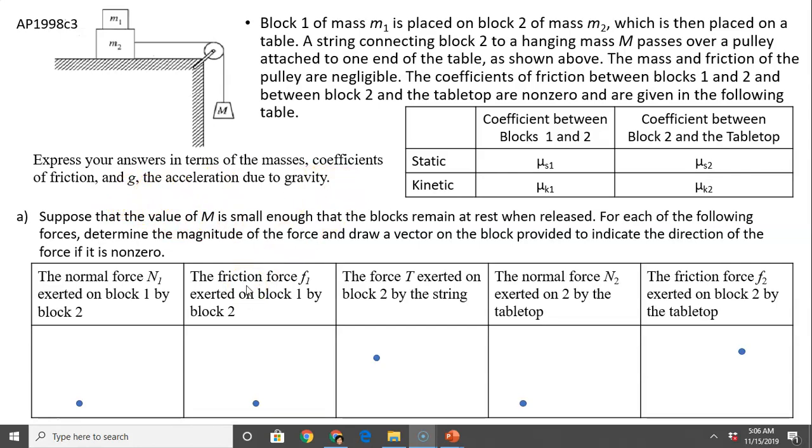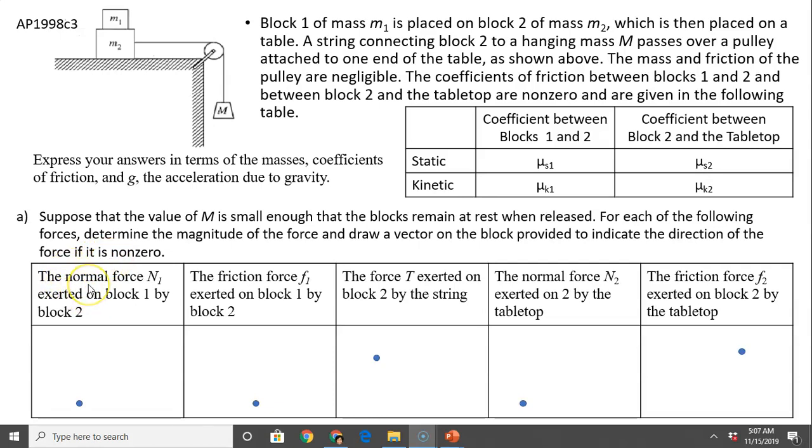A. Suppose that the value of M is small enough that the blocks remain at rest when released. At rest means the sum of the forces has to be 0. For each of the following forces, determine the magnitude of the force and draw a vector on the block provided to indicate the direction of the force if it is non-zero. So only draw it if it's not 0.